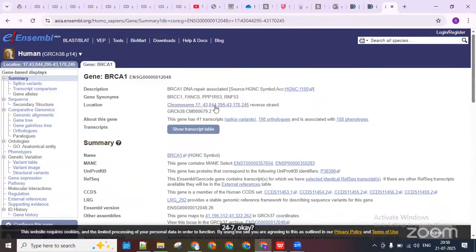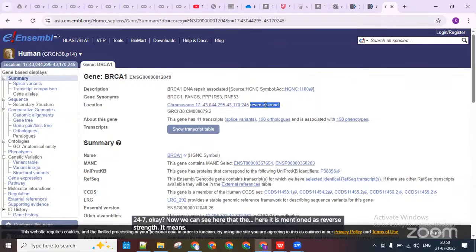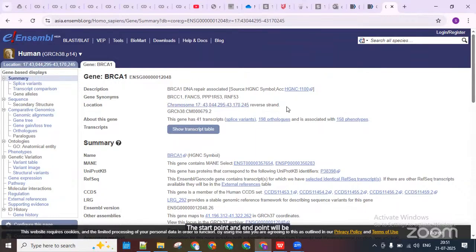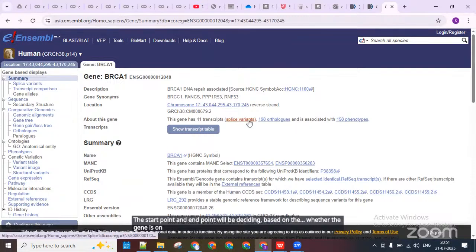Now we can see here that it is mentioned as reverse strand. It means it is on the negative strand. That's why it is mentioned as reverse strand. Okay, so this is important because the gene location, the start point and end point, will be decided based on whether the gene is on the reverse strand or the positive or forward strand.